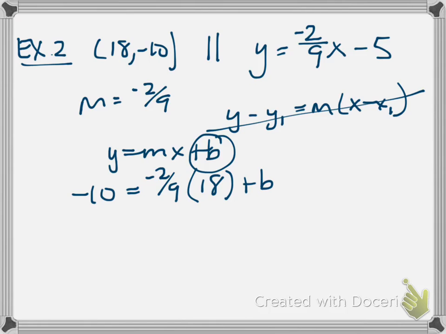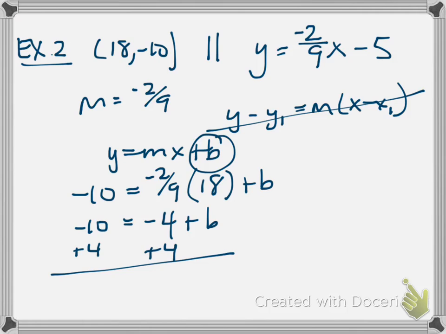What's the first thing I'm going to do? There's no distribution on this one. Multiply negative 2/9 by 18, so what do I get? 36 over 9, which is 4. So negative 4, because negative times positive is negative, 4 plus b. Now what? Add 4 to both sides. And I end up with what? Negative 6 equals b. Now I'm not done here yet.